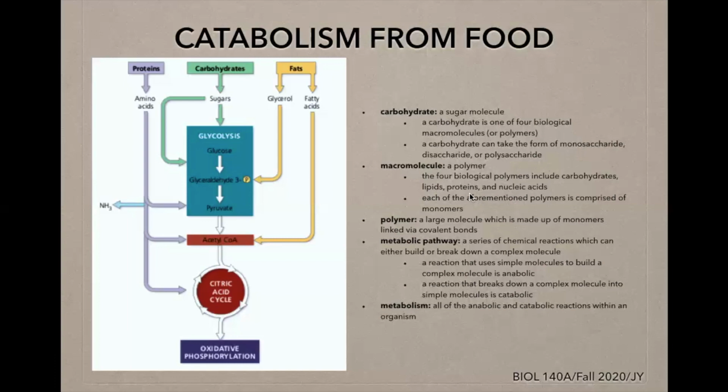Now, catabolism, as you recall, is a process which breaks down complex molecules into simpler molecules. For instance, breaking down a polymer into its monomers is a catabolic process or pathway. And then we have anabolic and catabolic pathways, which are both metabolic pathways. And these can either build up or break down a complex molecule. So collectively, all of the anabolic and catabolic reactions within an organism are known as its metabolism.